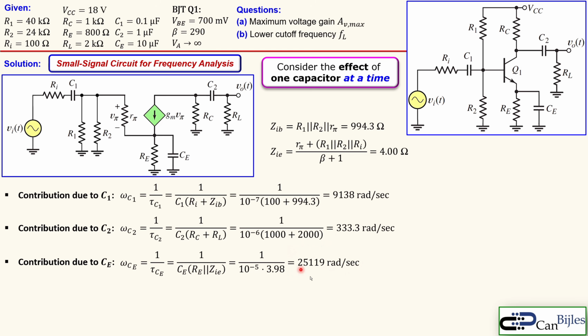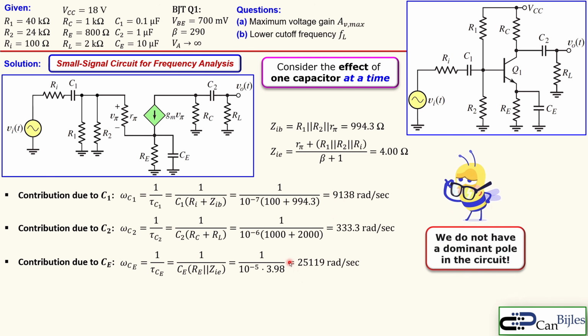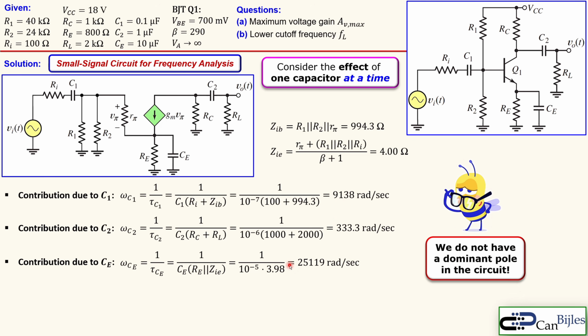This is not really dominating in this case. Why? Because this is not much larger than the other two. This is of course much smaller, but this is still around 9,000 and this is 25,000. So you can say the ratio here is almost 2.5. So it's not that much. So we can say we do not have a dominant pole in the circuit.